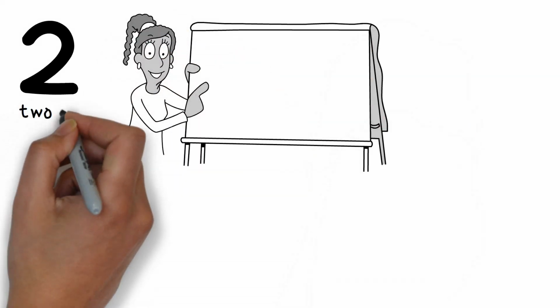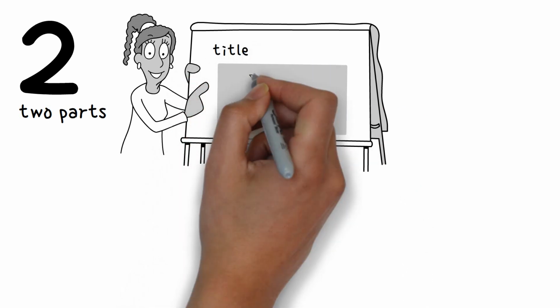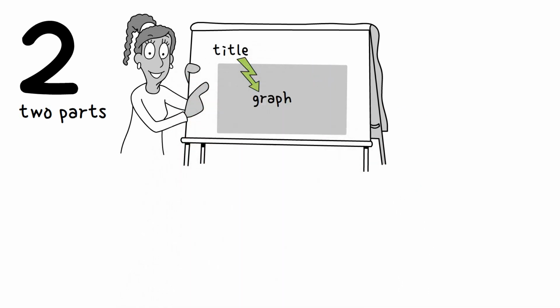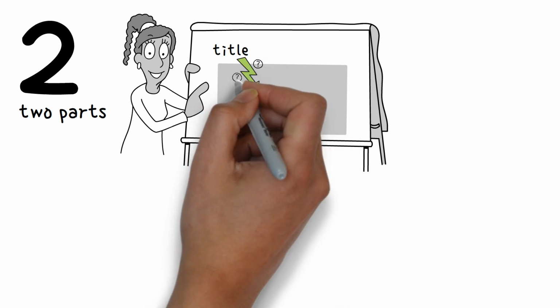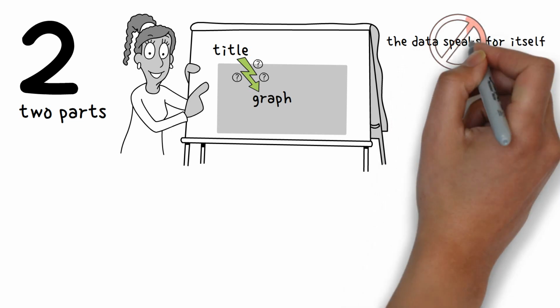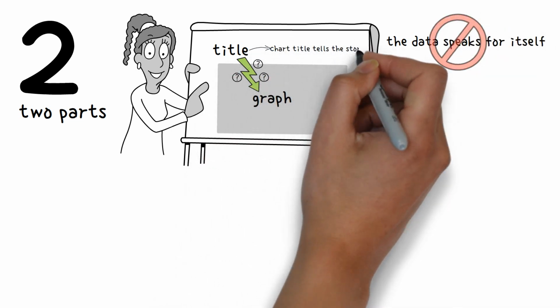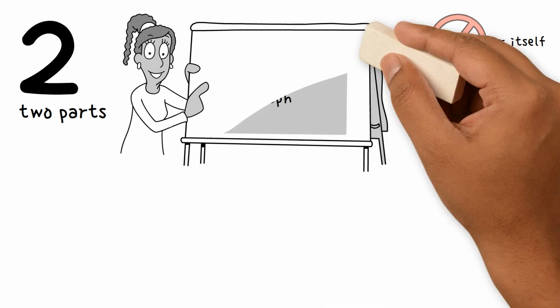Think of your presentation as having 2 parts, the graph and the title. Does your headline, the title, call out exactly what you're trying to say? I've heard many people say that the data speaks for itself, but nothing could be further from the truth. You need to speak for the data and ensure that your chart title also tells the story.